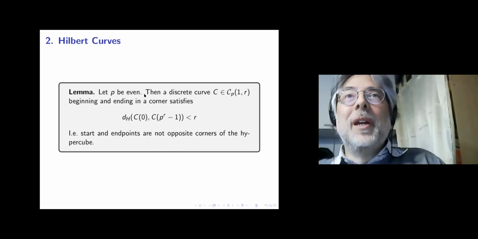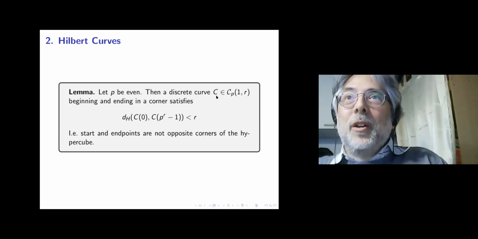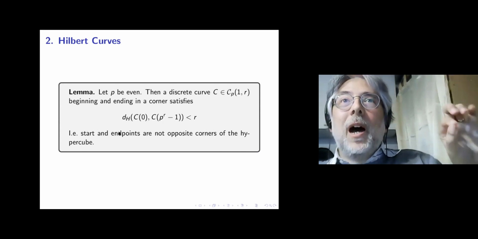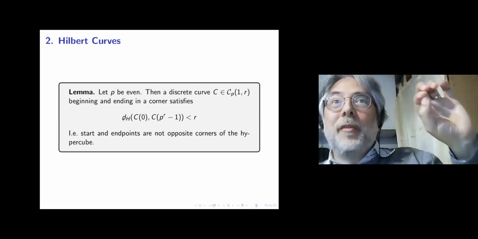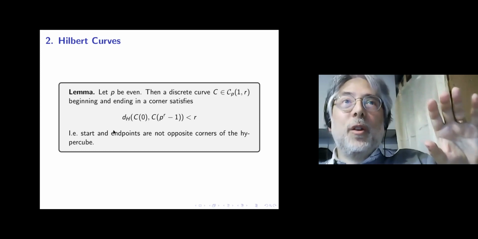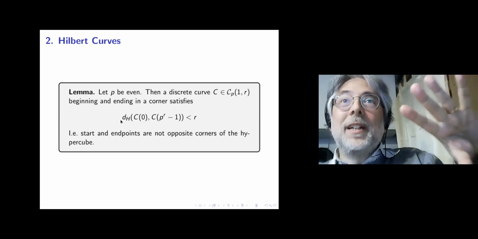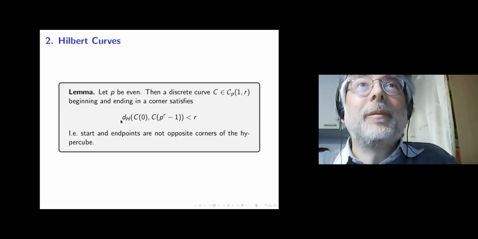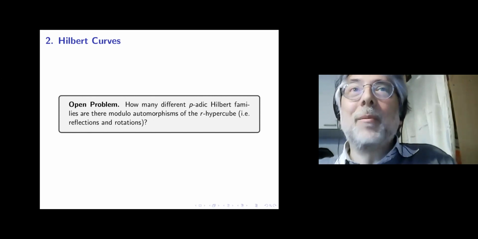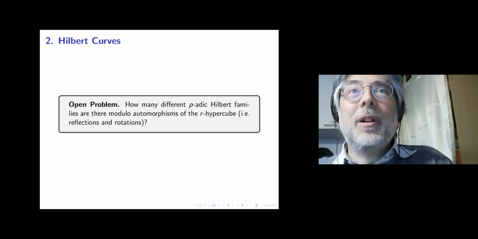And if P is even, there's a restriction on the existence. You have to have that your beginning point and end point are not opposite corners. If that's the case, so the Hamming distance is less than R, then that is what you have to have. If they're opposite, then it doesn't work. And an open problem is how many different kinds of p-Adic Hilbert families are there modulo the automorphisms of the R hypercube.